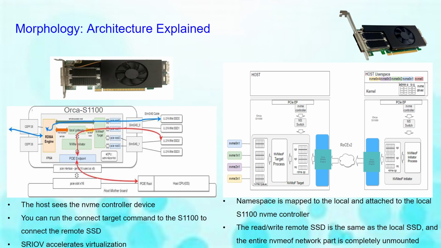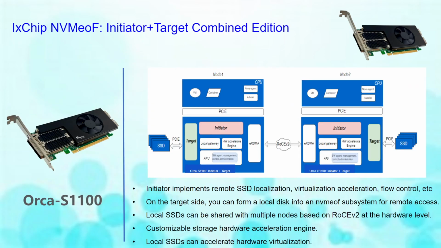Here we can see the deployment storage acceleration. As seen here, the initiator can directly connect to a local disk and accelerate the virtualization of the server's local NVMe SSD.